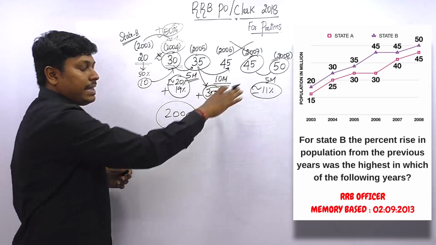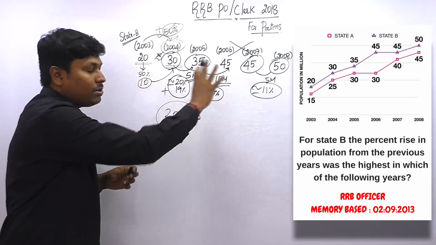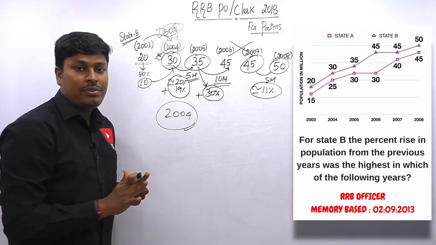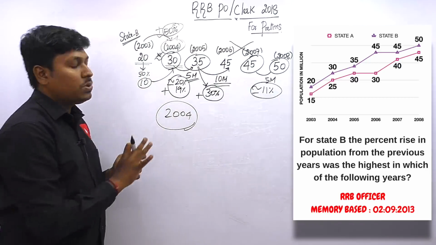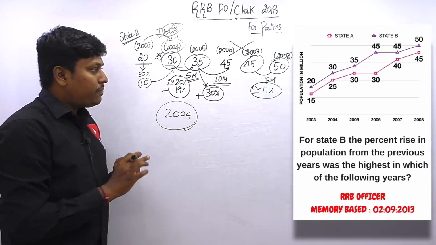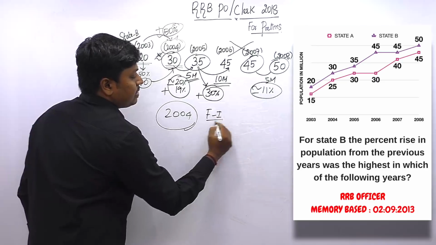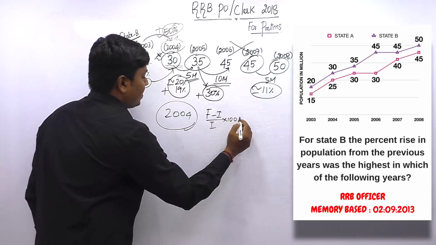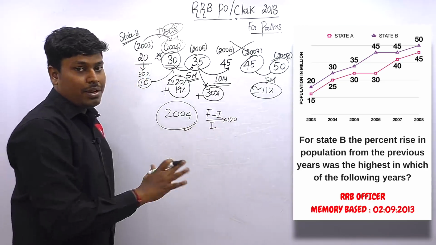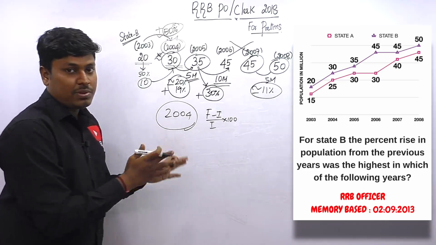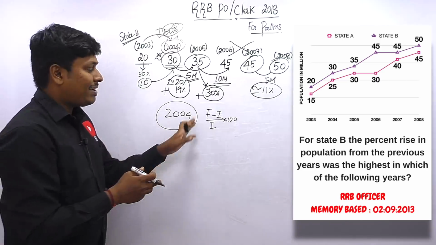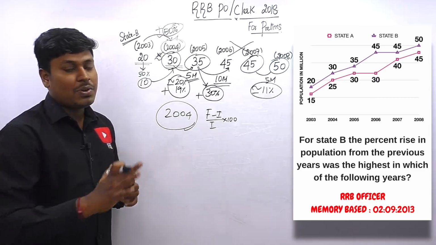While learning, do it like this, but in the exams you should not do all this. Just by seeing the graph you can directly guess that the answer for this question is 2004, right? If you want, you can solve this question by a formula, which is final minus initial divided by initial into 100. But we don't have time to use a formula here, because in a bank exam you need to solve in 30 seconds or 40 seconds. Definitely applying a formula is not at all helpful.